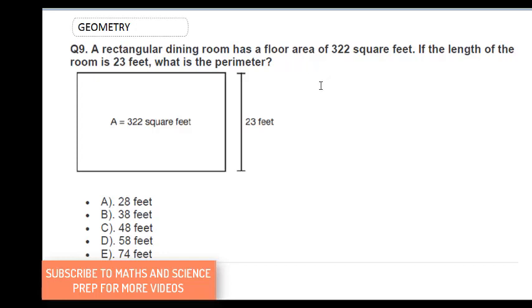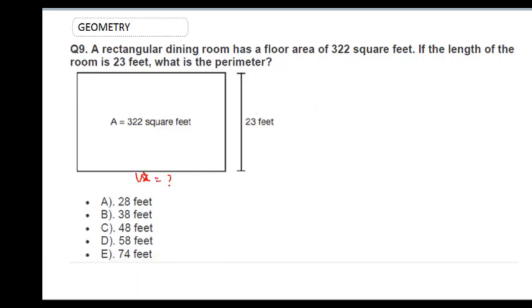Now this question says a rectangular dining room has a floor area of 322 feet square. The length of the room is 23 feet. What is the perimeter? So you've been given the length and the other side is going to be x. So let's call it the width. Don't get bothered about the length and the width. This is length times width, and that's the area, which is going to give you 322 feet square.